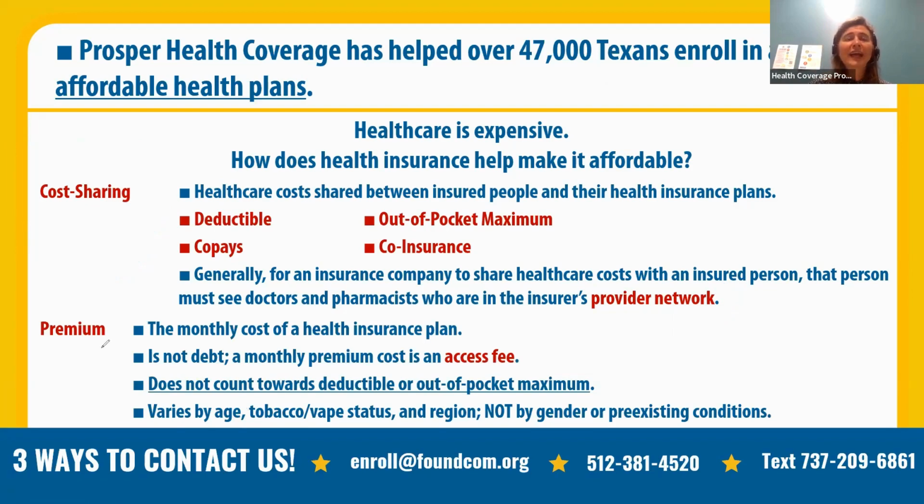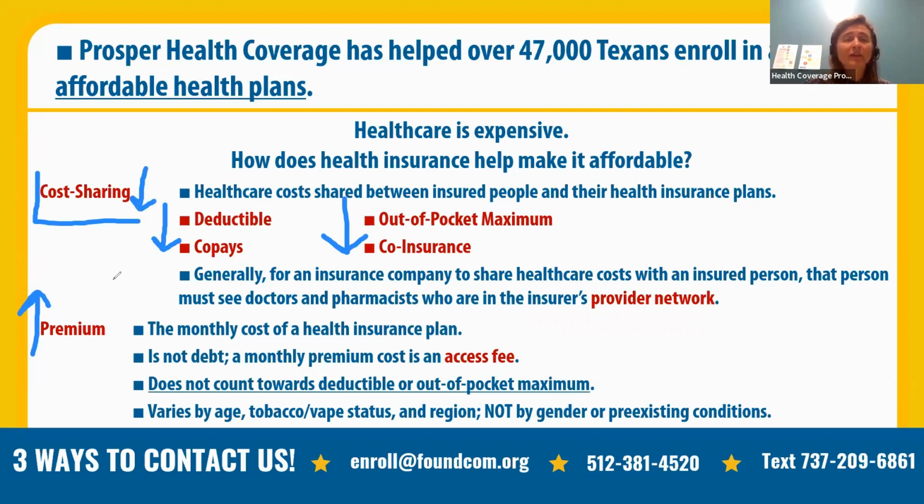Monthly premiums are the kind of access fee that gives us access to our health insurance plan. So the cost sharing relationship that people have with their health insurance companies is oftentimes based on their premiums. People who pay higher monthly premiums tend to have lower deductibles, lower copays, lower coinsurance, and lower out-of-pocket maximums. What that means is that the health insurance company is paying more of the cost sharing responsibilities. So the higher premium means that the individual has lower cost sharing. And the inverse is also true.